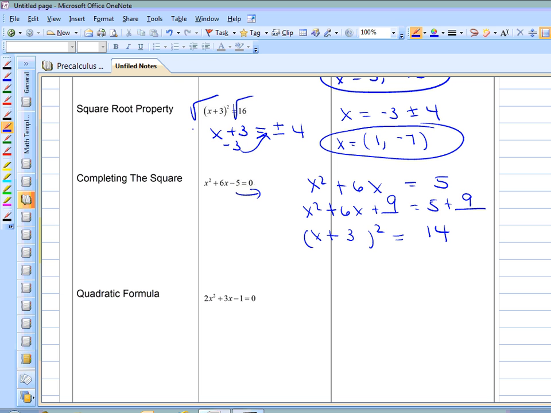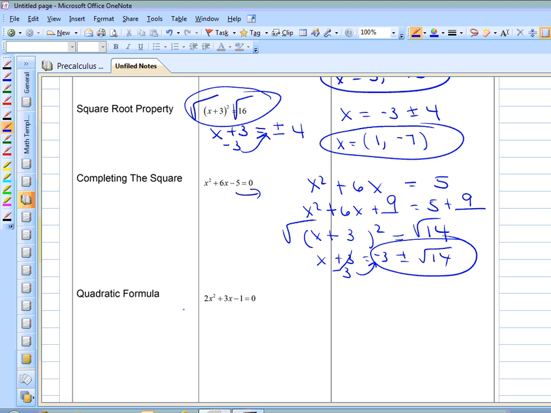Now we're back to just like we were before in our square root property. So we're going to square root. That means we're adding plus or minus. So x plus 3 equals positive or negative square root of 14. And then we can slip the 3 in the front by subtraction and move it right there, negative 3. And so x equals negative 3 plus or minus the square root of 14.